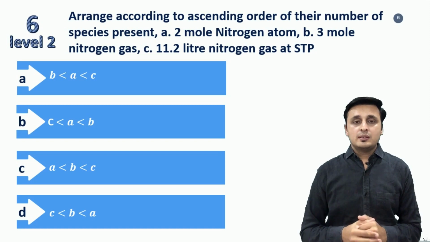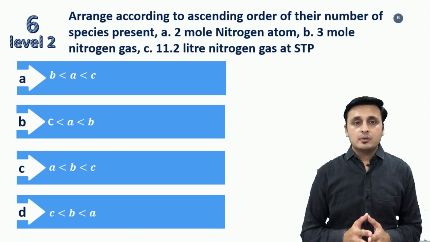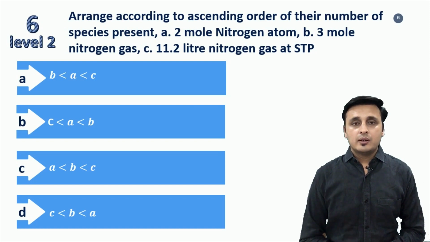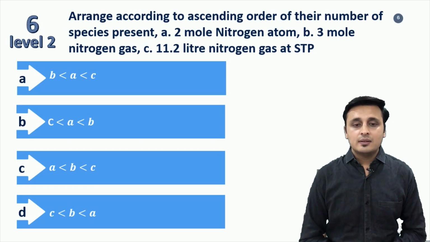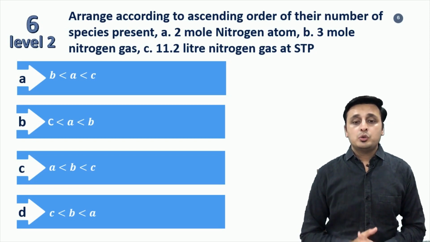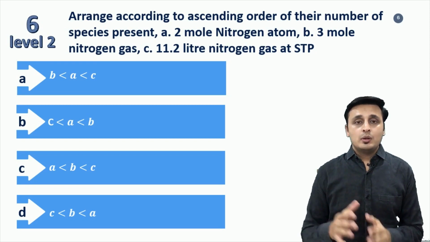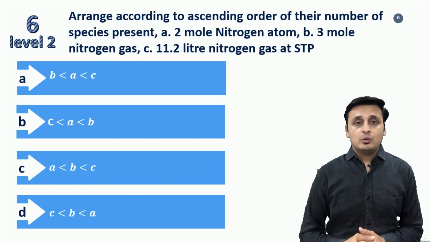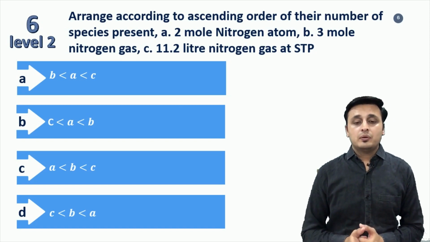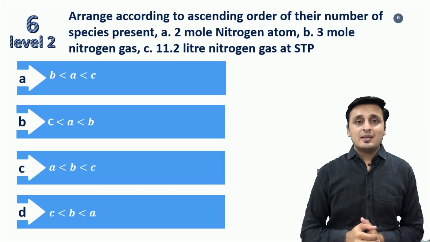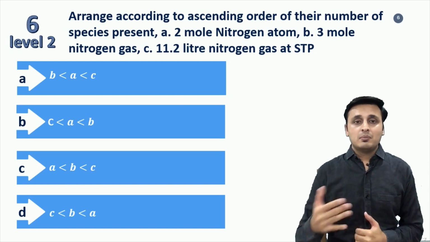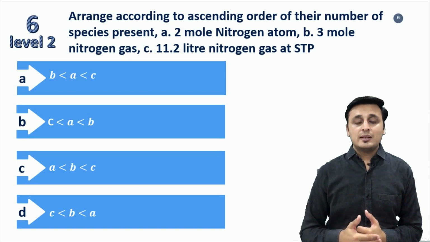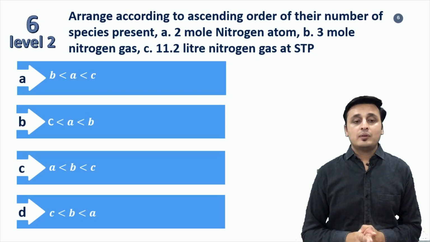So first of all, let us find A, B and C mole numbers. You can see that in question 8, 2 mole of nitrogen atoms are given. Option B, 3 mole of nitrogen gas is given, and option C, that is 11.2 liter of nitrogen gas, is given. So 11.2 liter at STP, if we convert to mole, will be half mole, and therefore the correct order of ascending value of the number of species will be the lowest mole, that is 11.2 liter, then 2 mole of nitrogen atoms, and then 3 mole of nitrogen gas.